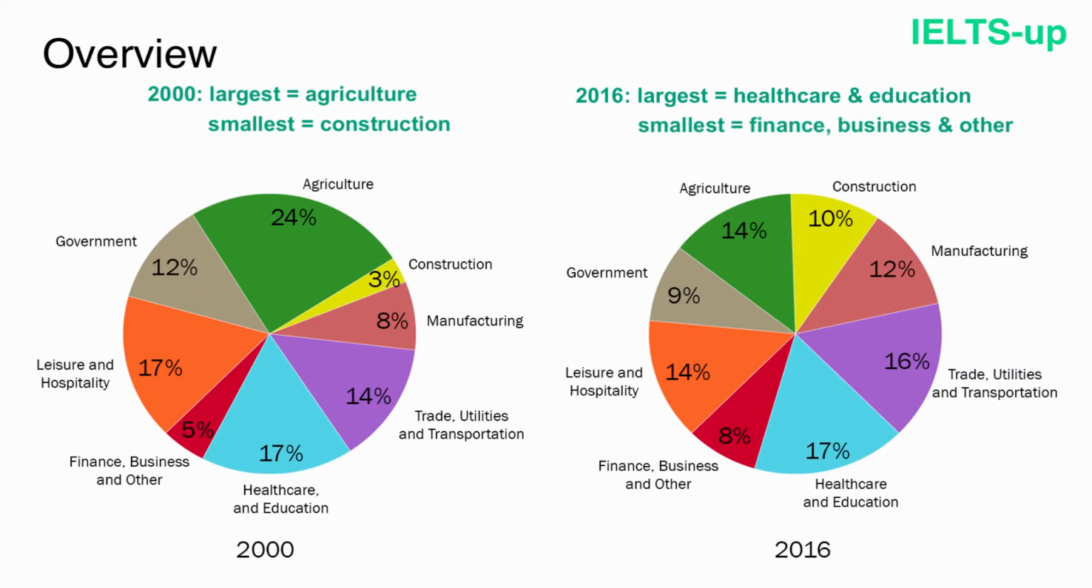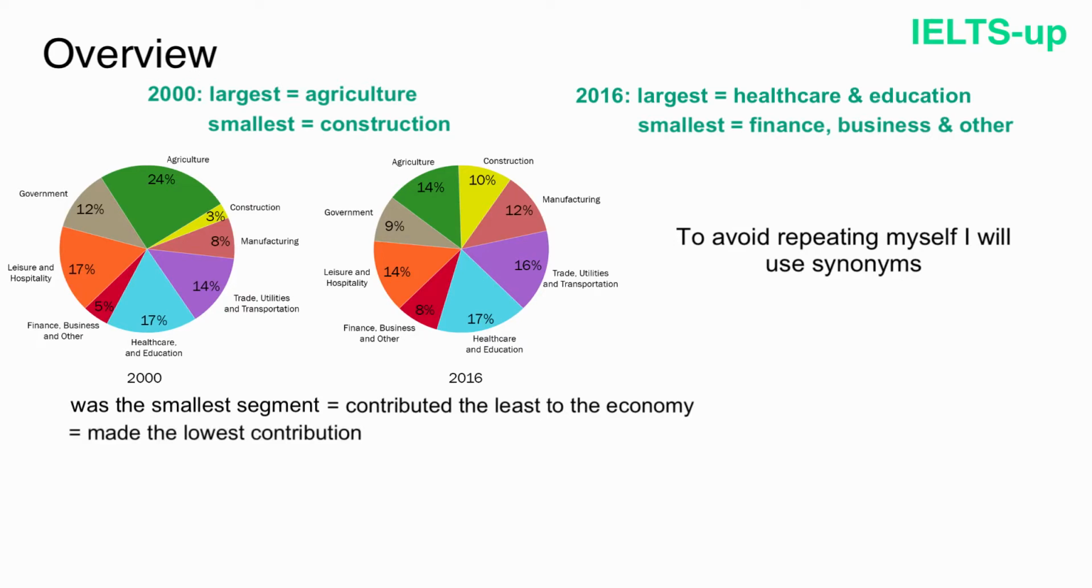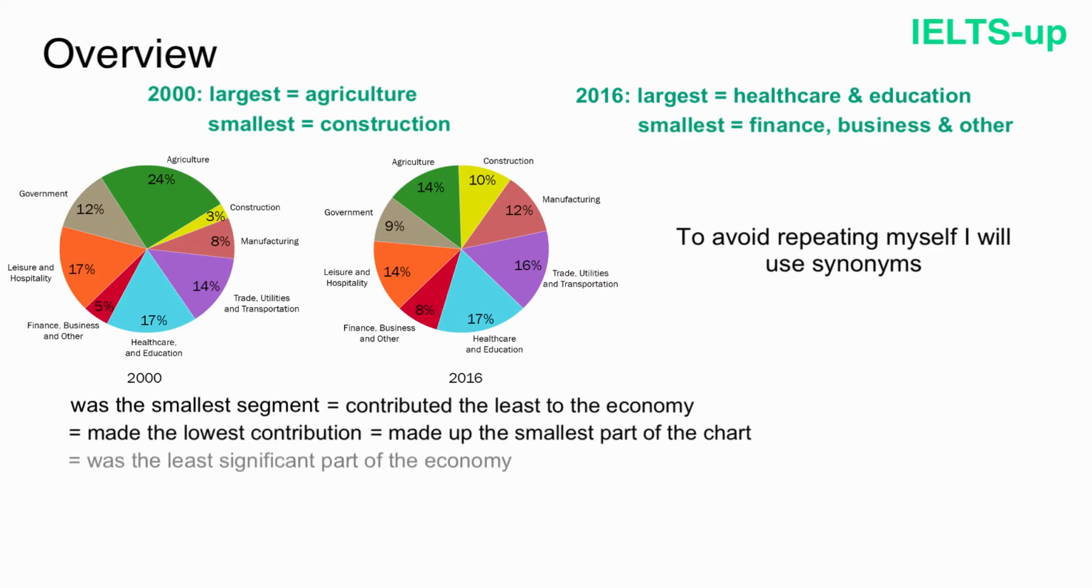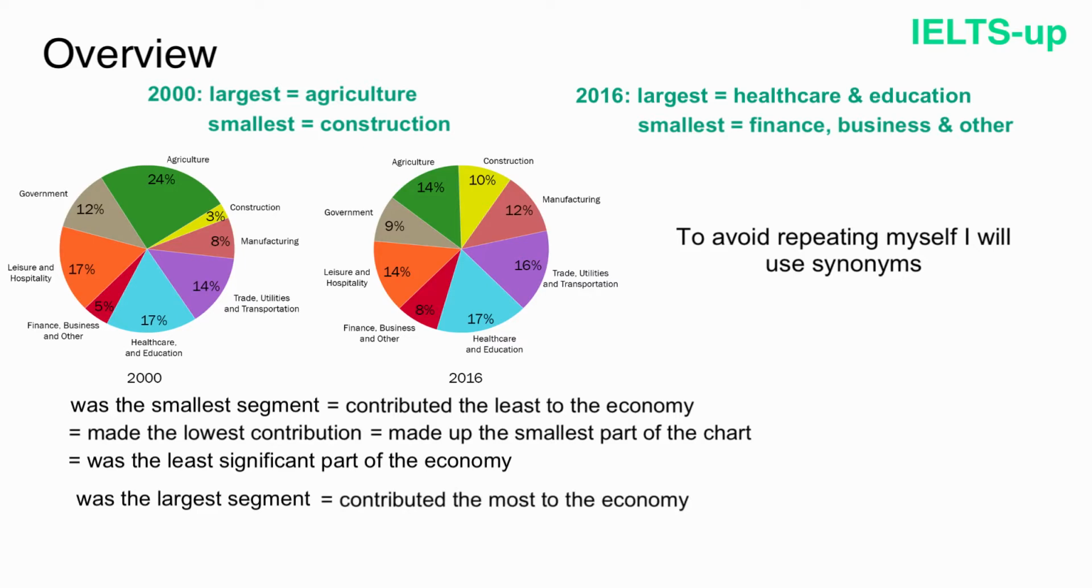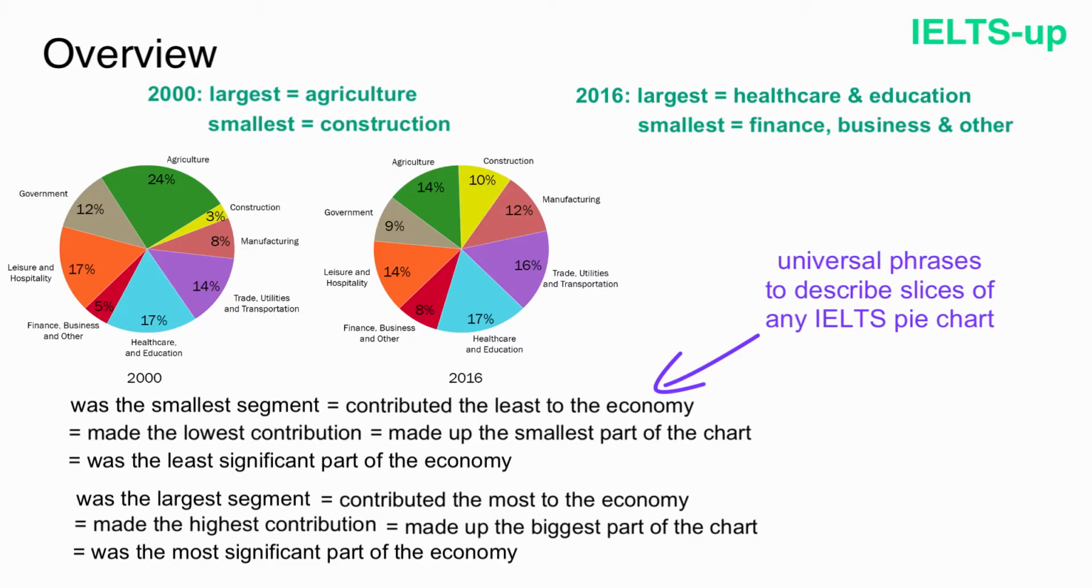Now let's make an overview with these key features. To avoid repeating myself, I will use synonyms. The phrase "was the smallest segment" can be replaced with "contributed the least to the economy", "made the lowest contribution", "made up the smallest part of the chart", and "was the least significant part of the economy". And the same for the largest slice. "Was the largest segment" can be replaced with "contributed the most to the economy", "made the highest contribution", "made up the biggest part of the chart", "was the most significant part of the economy". If we take away the word economy, you can notice that these are universal phrases to describe slices of any IELTS pie chart. Keep in mind this useful vocabulary.